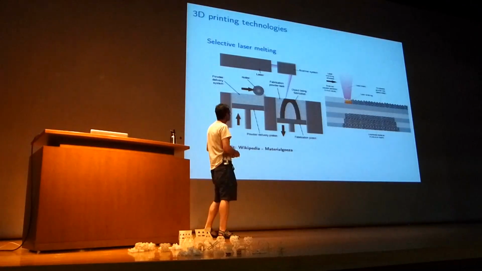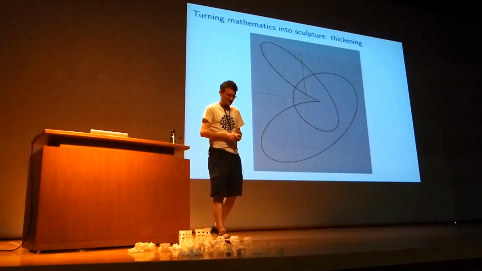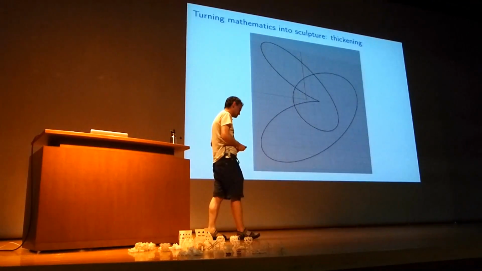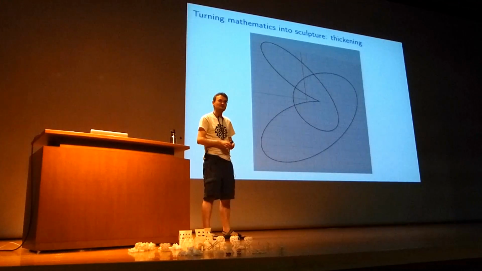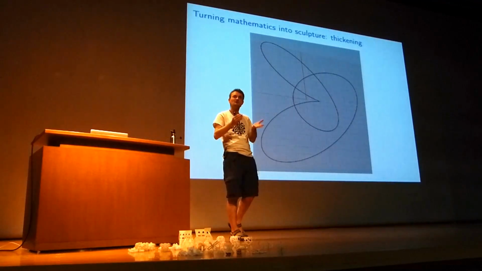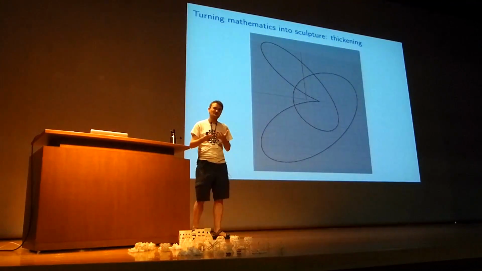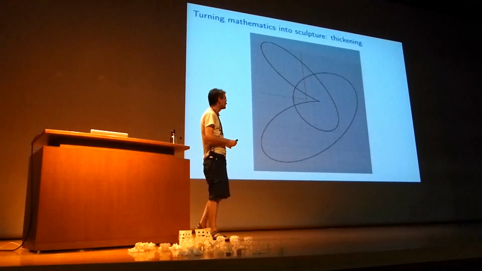So these are the technologies involved. From a mathematical point of view, there's a number of issues. Perhaps the first one to start with is the problem of thickening. So very often, the mathematical objects that you're interested in are one-dimensional or two-dimensional, and they don't intrinsically have a volume to them. And of course, you need a volume in order to tell the computer what to make out of plastic and what to leave alone.